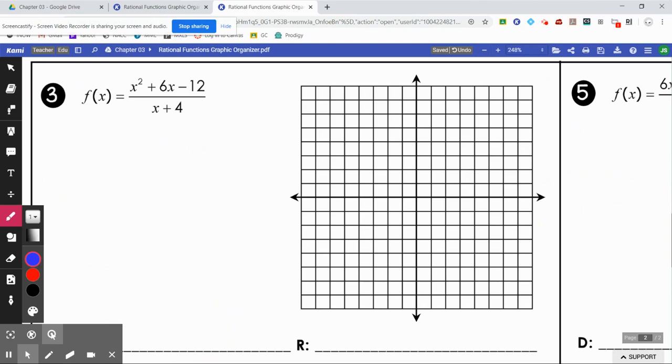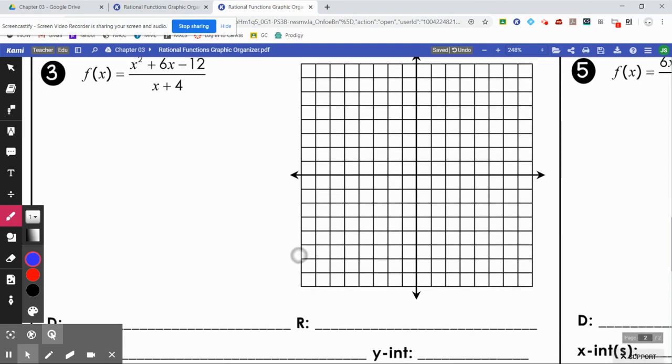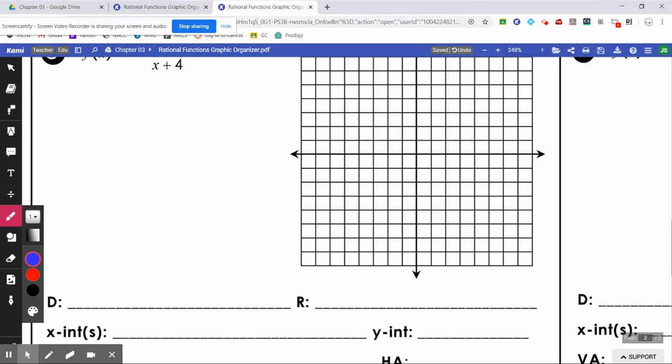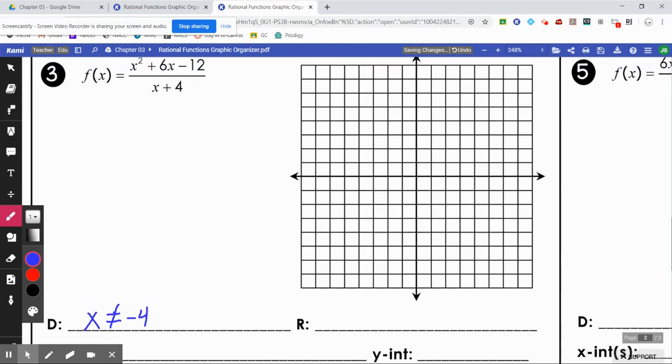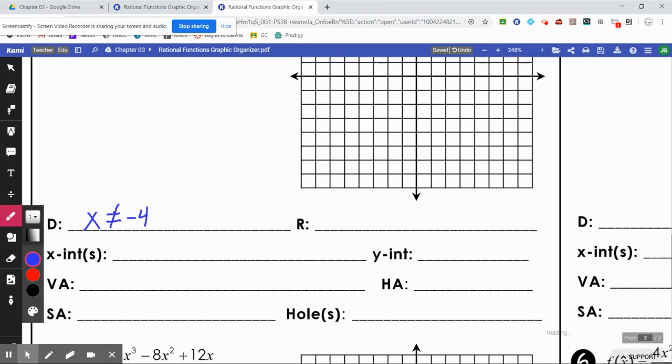Number 3. You always start out rational functions by factoring, so let's go ahead and factor the top. In this case, there's nothing that multiplies to give you negative 12 that adds to give you 6, so therefore this is not factorable. Let's check our domain restrictions. x cannot equal negative 4. And since the top is not factorable, we know that x plus 4 is not a factor of the top. So that domain restriction will be a vertical asymptote.